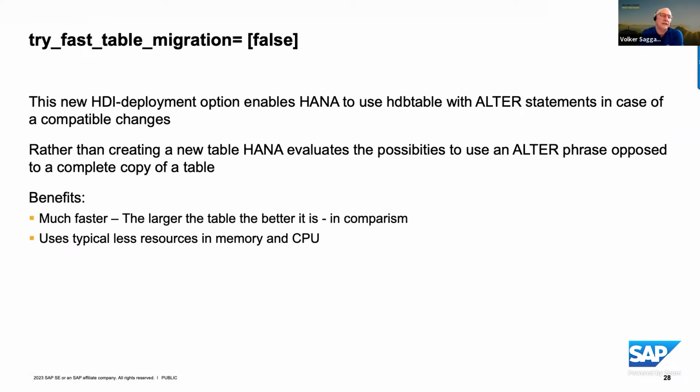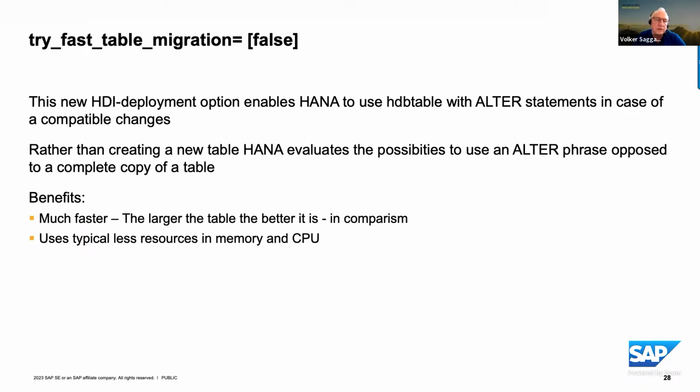Now to the second one, we have try fast table migration. People who worked with very large tables and have used the HDB table construct realized that we are doing a very expensive operation under the hood. We copied the whole content into a new table, which was a very safe method, but it was also very expensive for large tables because it took time and resources. Now we are able to find compatible changes and will apply alter statements on HDB tables.